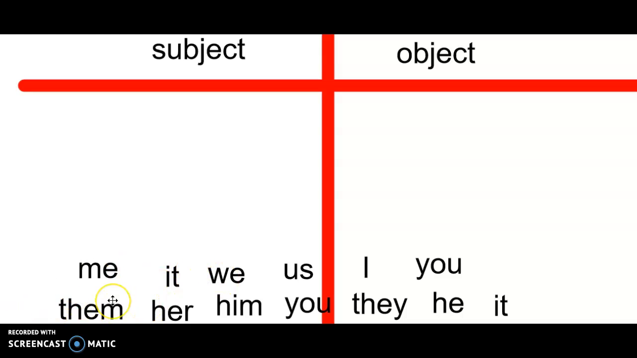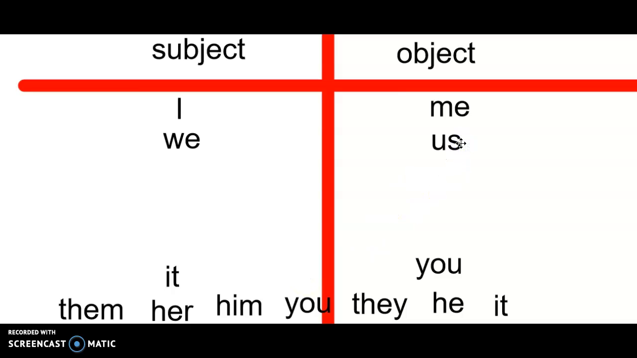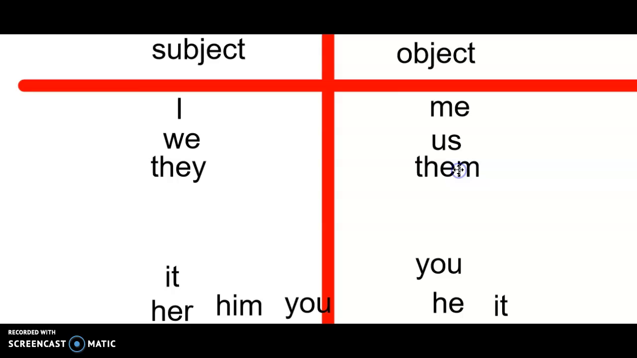Okay, so if I look at my list here down at the bottom, we're going to just do some sorting here. And you're going to notice that there's a relationship between them. Okay, so they can sort of partner up. So I is a first person pronoun, me is a first person pronoun, one is subject, one is object. Okay, we is the plural first person subject, and us is the plural first person object. They is third person plural subject, and them would be third person plural object.